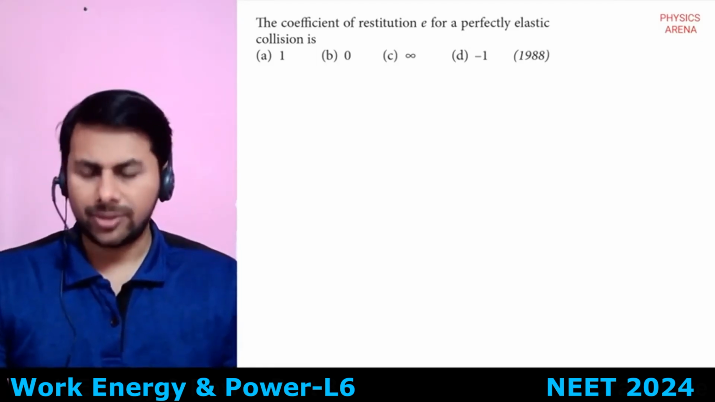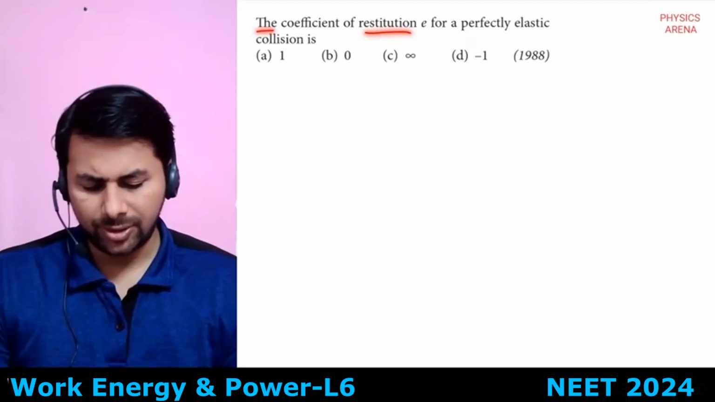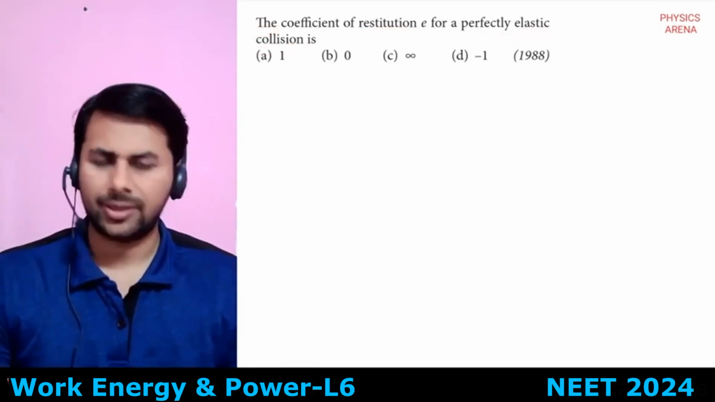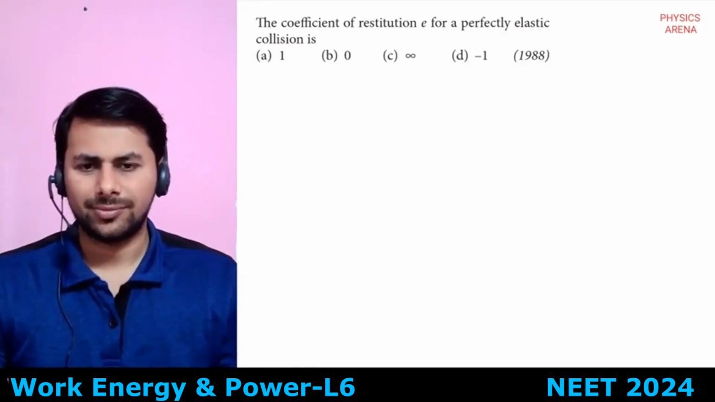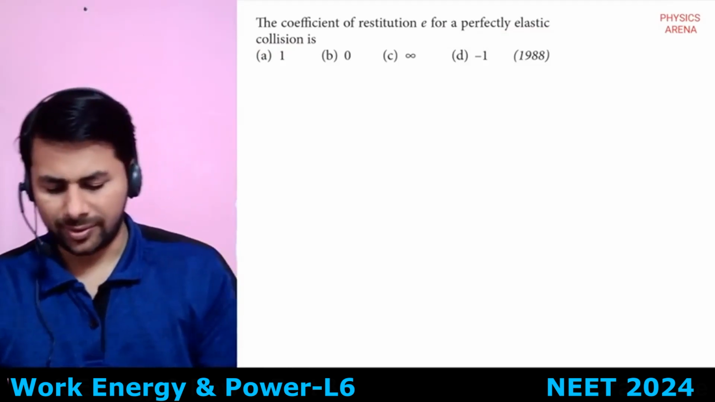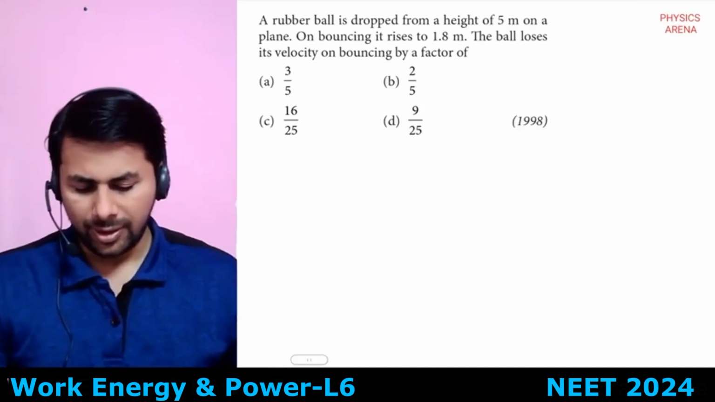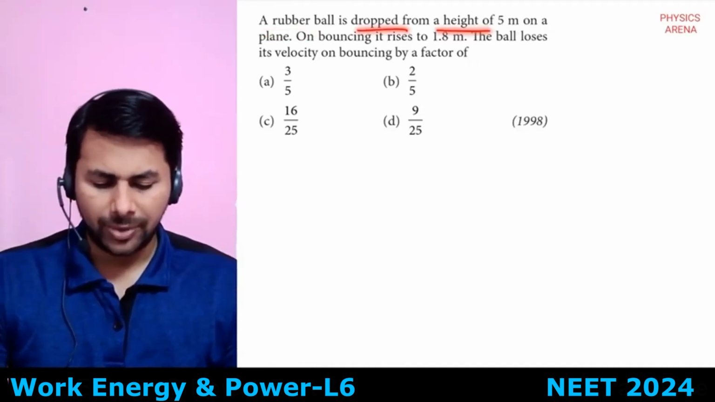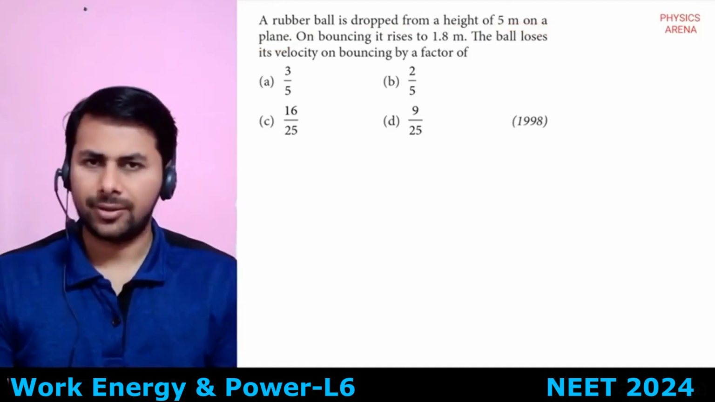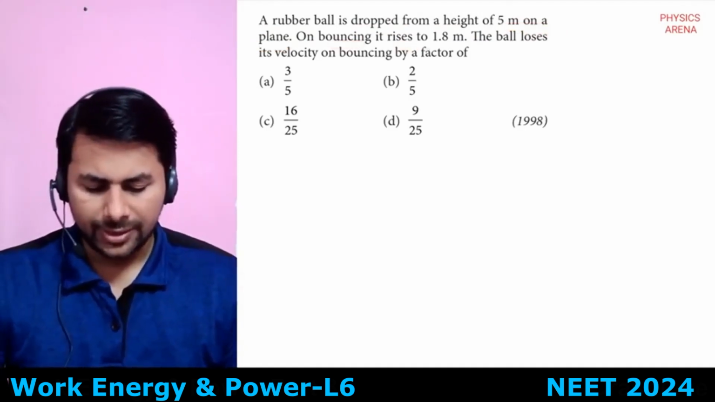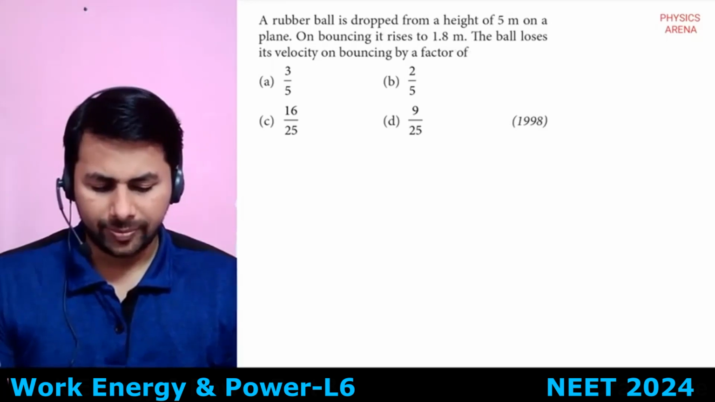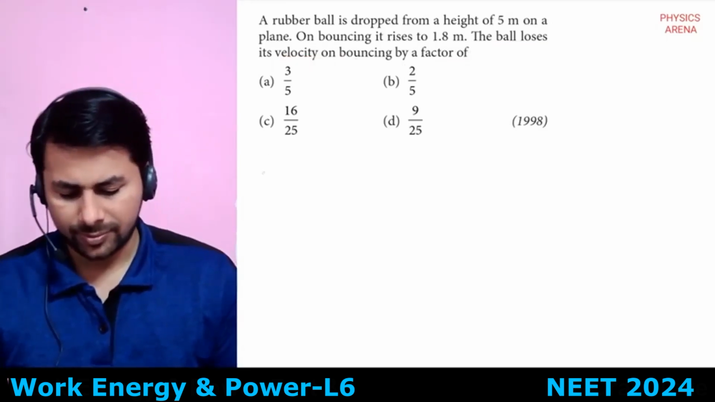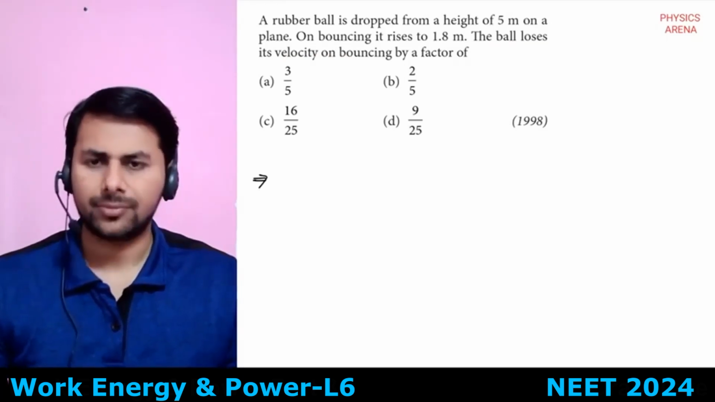So let us see some problems. First one: the coefficient of restitution e for perfectly elastic collision is? Tell me. It's 1. Next question. A rubber ball is dropped from a height of 5 meter on a plane. On bouncing, it rises to 1.8 meter. The ball loses its velocity on bouncing by the factor of? Tell me.